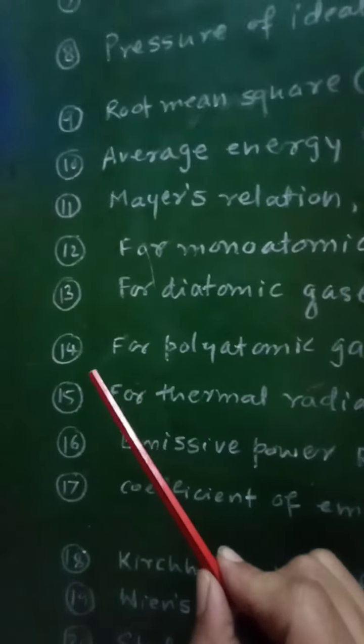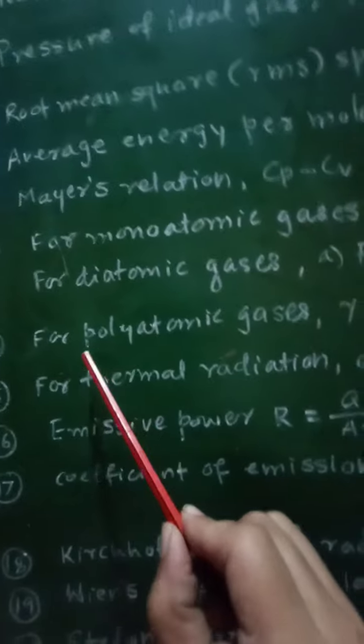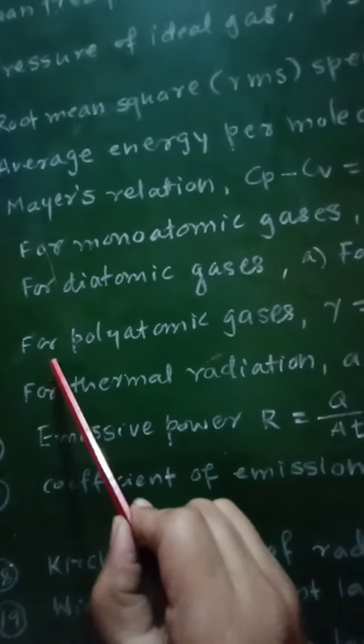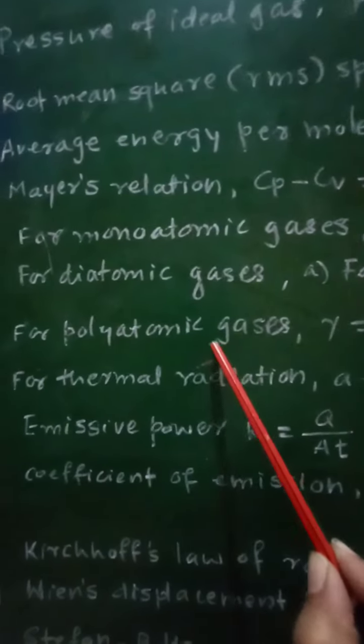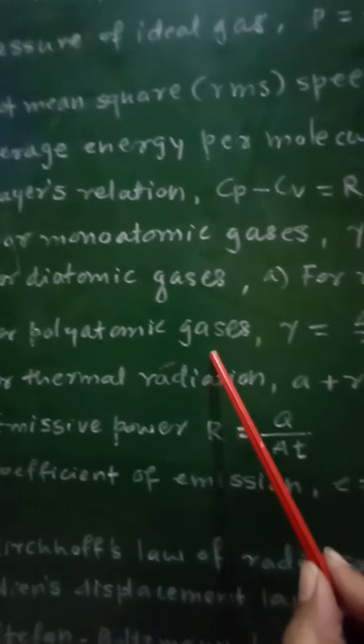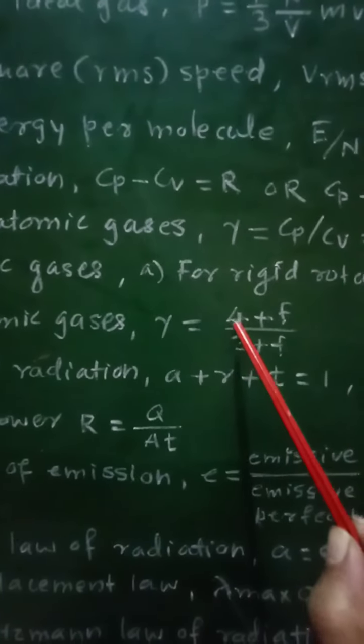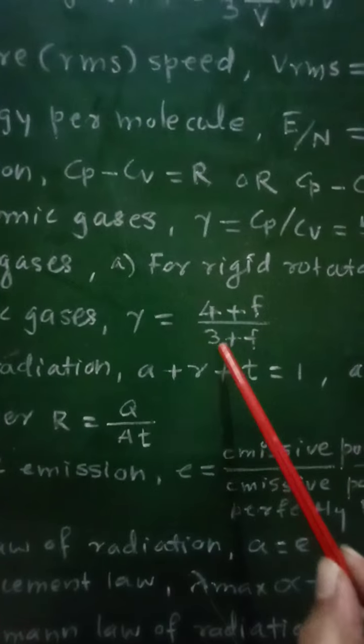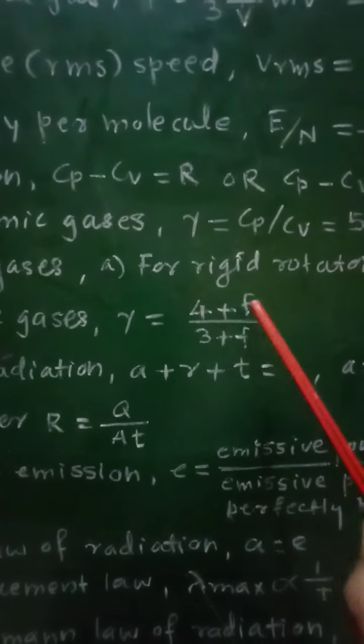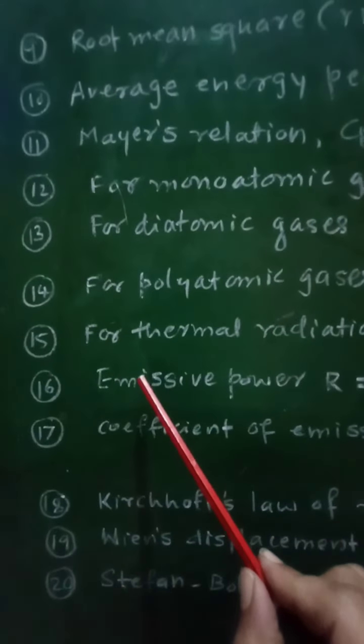Then 14th formula gives gamma for polyatomic gases. So in case of polyatomic gases, gamma equal to 4 plus F upon 3 plus F.